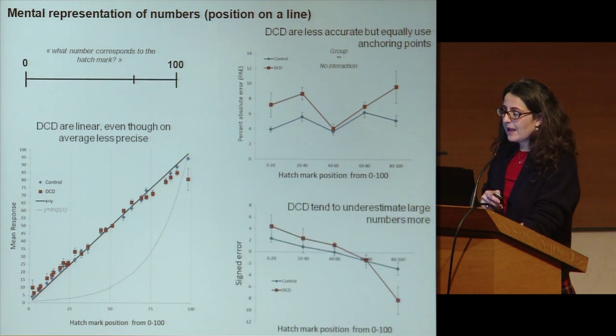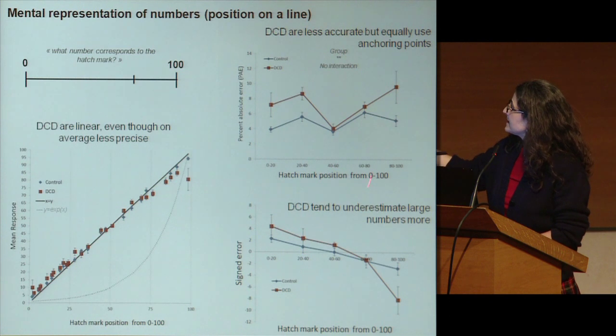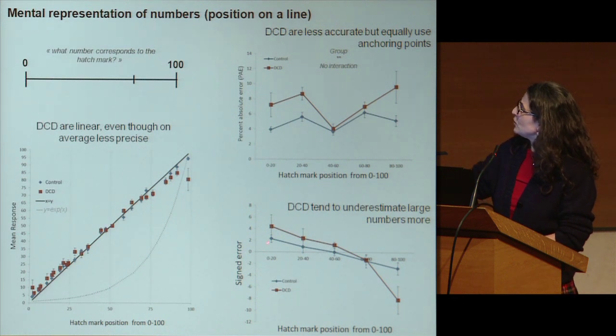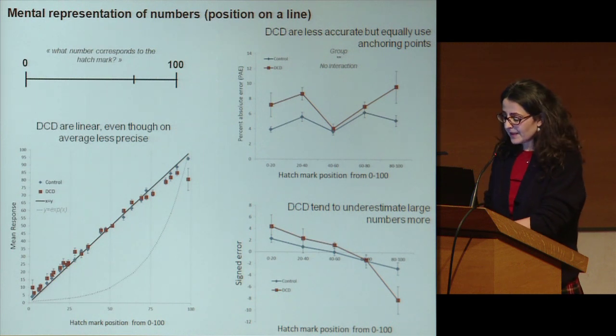The only difference that we could maybe detect in dyspraxic children in this task is that they tended to underestimate larger numbers more. Indeed, if you look at the signed error, you can see that both control children and dyspraxic children tend to overestimate small numbers and tend to underestimate large numbers. And the underestimation is bigger for large numbers for dyspraxic children.